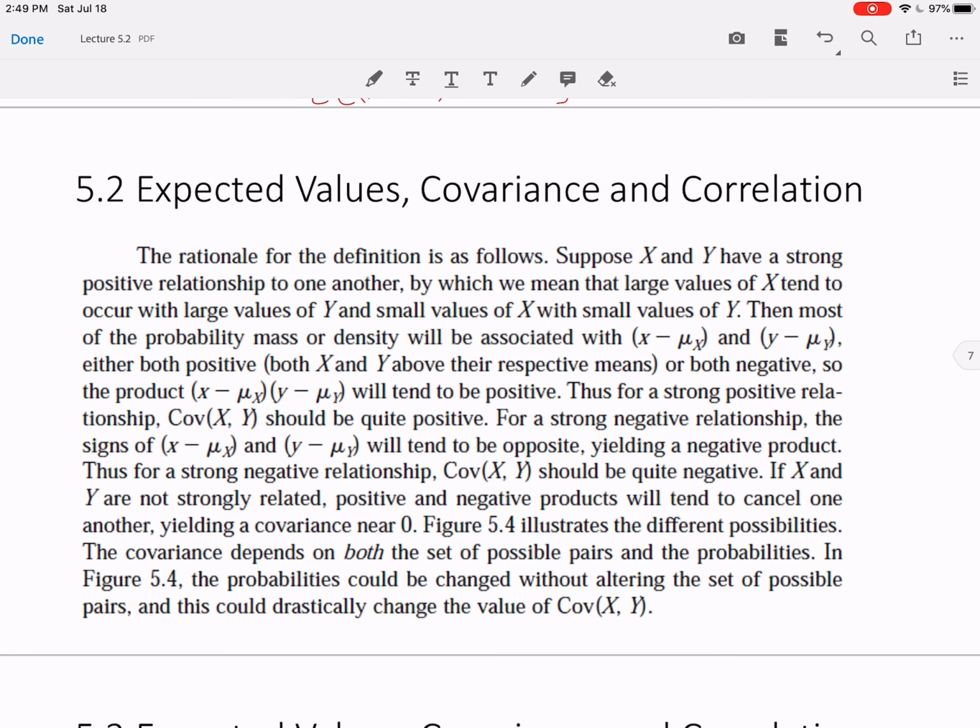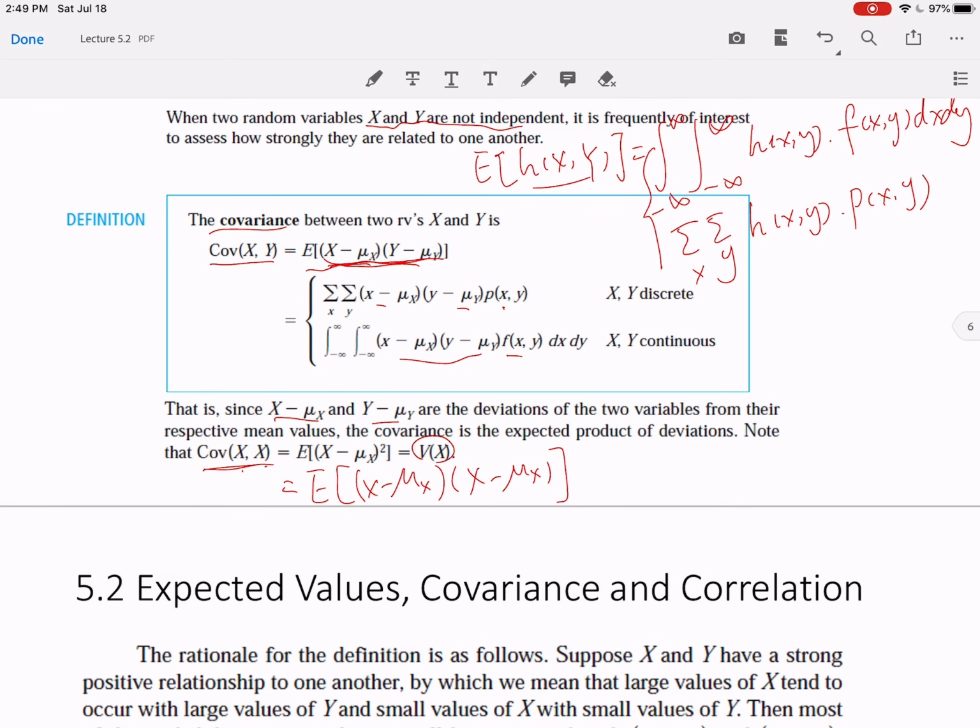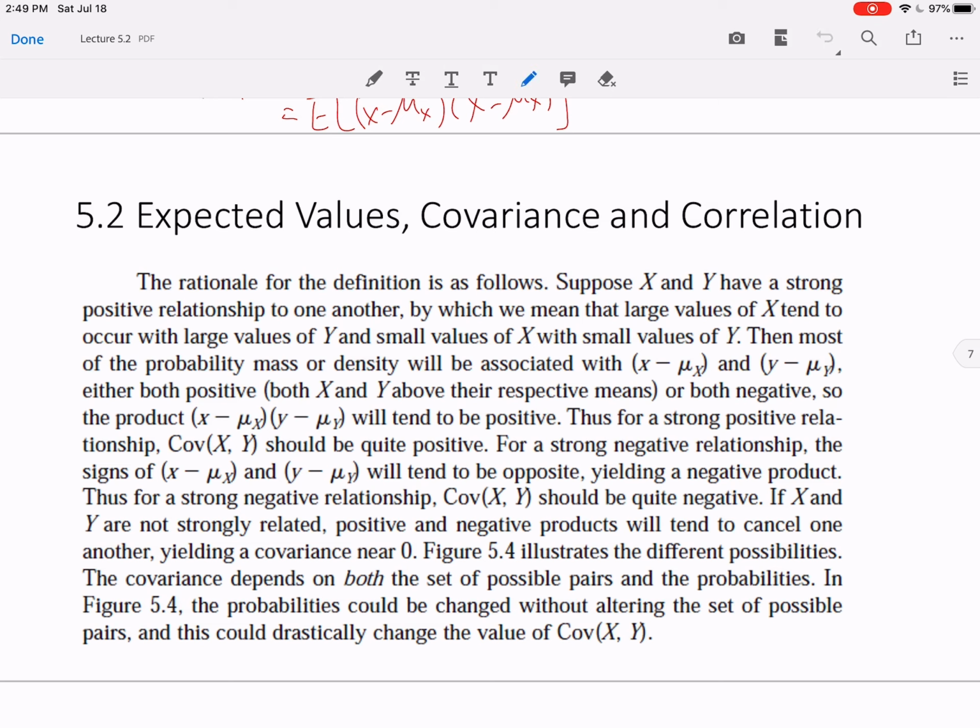Now let's take a look at how the covariance tells us what kind of relationship two random variables have. The rationale for the definition is as follows. Suppose X and Y have a strong positive relationship to one another, by which we mean that large values of X tend to occur with large values of Y, and small values of X with small values of Y. If there's a positive relationship between X and Y, then if X increases, Y increases, and if X decreases, Y decreases.